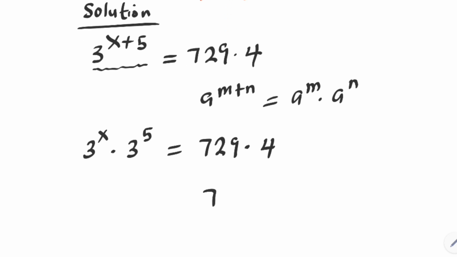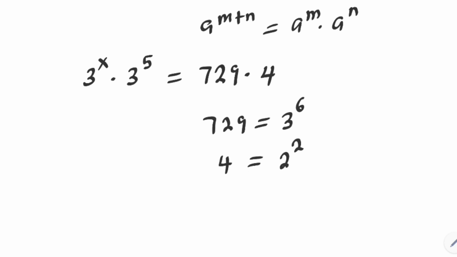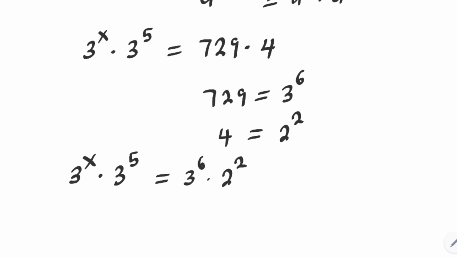729 is equal to 3 raised to power 6. Then 4 is equal to 2 square. Now we have 3 raised to power x multiplied by 3 raised to power 5 is equal to 3 raised to power 6 multiplied by 2 square.